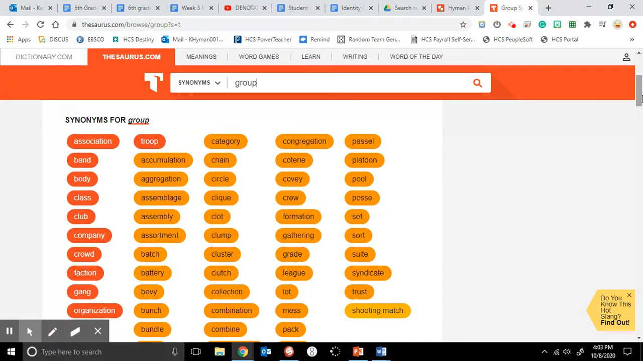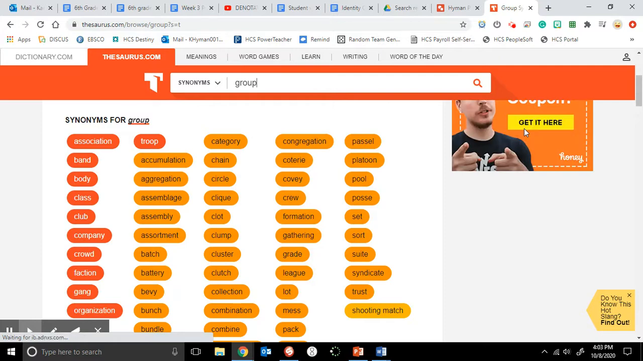Okay. Now we can look up words that mean the same thing on Google. We can look them up in a dictionary, but the best place is what's called a thesaurus. We used to have books in our classrooms that you could buy that were called thesaurus. A thesaurus is somewhere where you find synonyms, other words that mean the same thing.